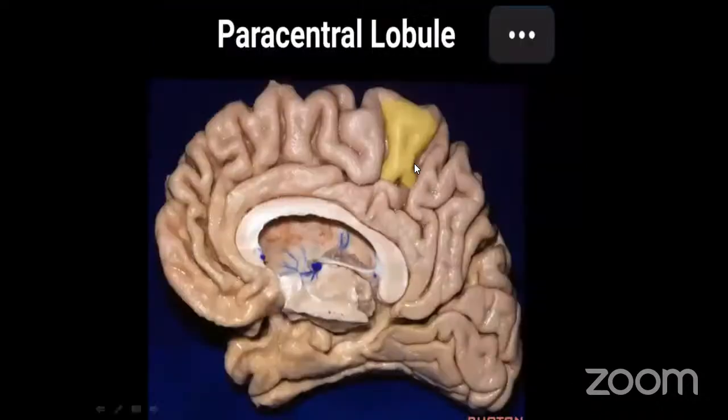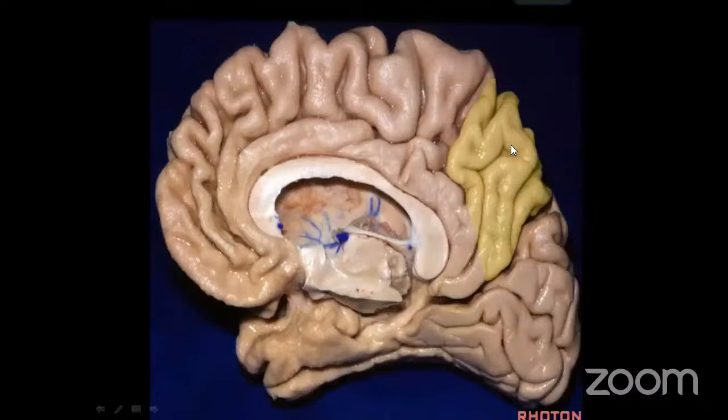This is the paracentral lobule. This is the precuneus. It's a part of the parietal lobe. Behind the ascending marginal ramus, posteriorly bounded by the parieto-occipital, inferiorly by the cingulate.